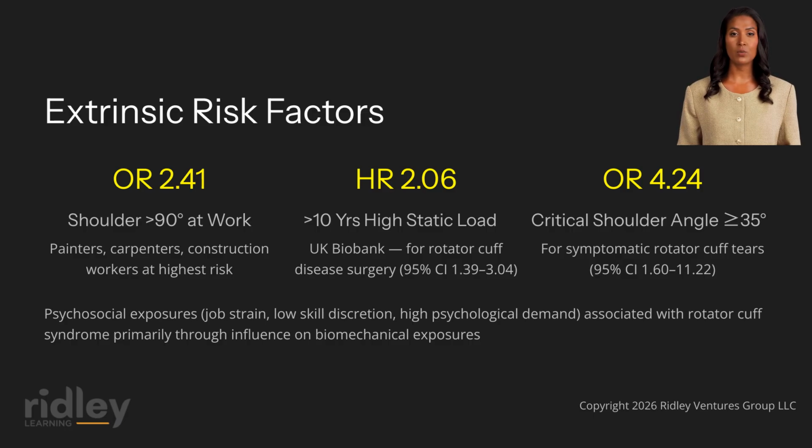In the UK Biobank, workplace physical demands were associated with rotator cuff disease surgery, with risk particularly elevated after more than a decade of exposure, showing roughly double the risk over time for workers with 11 to 20 years of high static strength exposure, a finding that was strongly and consistently supported across the evidence examined. Acromial morphology and glenohumeral anatomy are important anatomical risk modifiers. A critical shoulder angle of 35 degrees or greater is an independent risk factor for symptomatic rotator cuff tears, more than quadrupling the risk according to available evidence, a finding that was statistically significant and strongly supported despite the relatively wide range of estimates across studies.